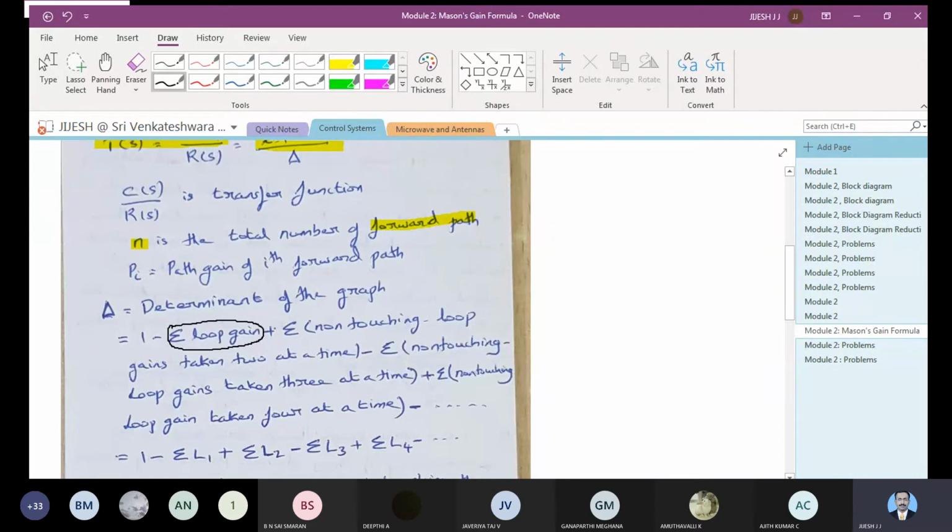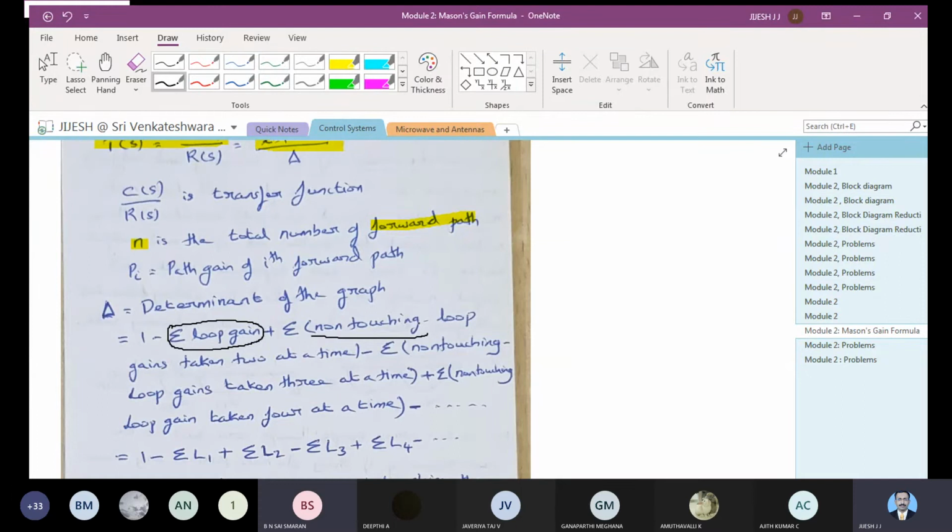So what is the next one? Plus the summation of non-touching loop gains taken 2 at a time. Here what you are going to take is non-touching loops. I have told you what non-touching loops are. What are non-touching loops? Can anyone of you say? What do you mean by non-touching loops?